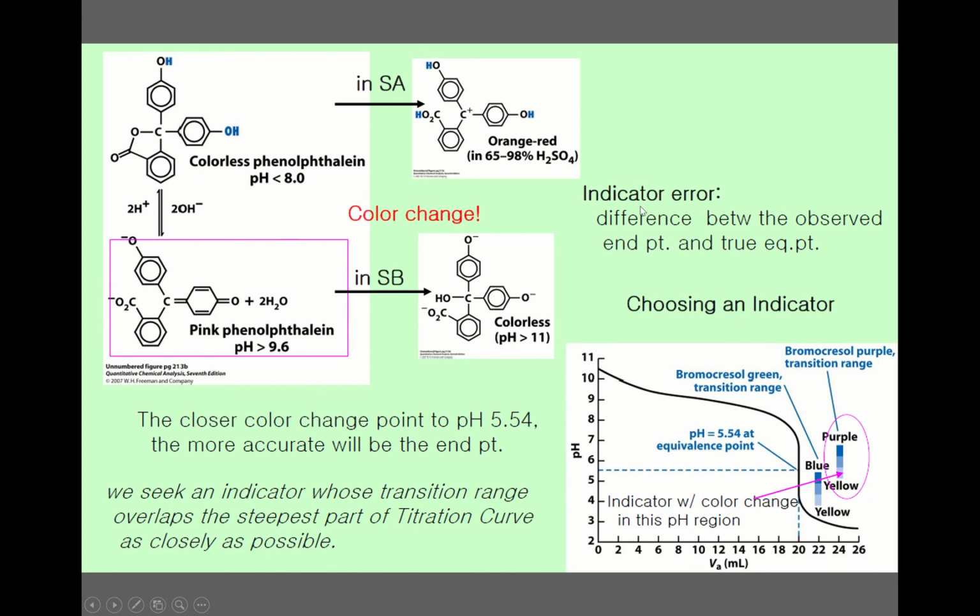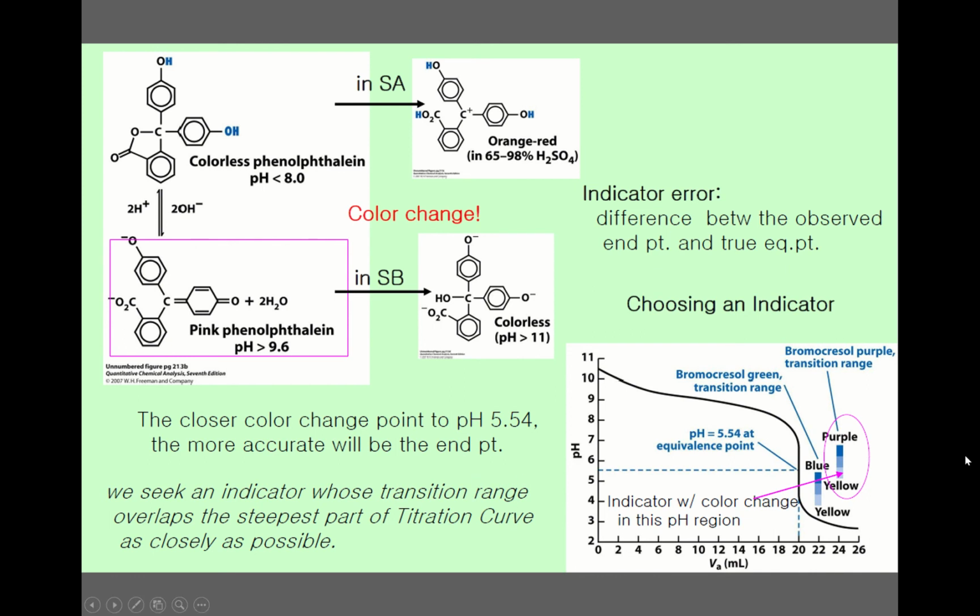Indicator error is the difference between the observed endpoint and the true equivalence point. That's the indicator error. Indicator error is somehow unavoidable, but we have to minimize it. So it is very important to select a proper indicator. There are many indicator molecules; you will see soon.